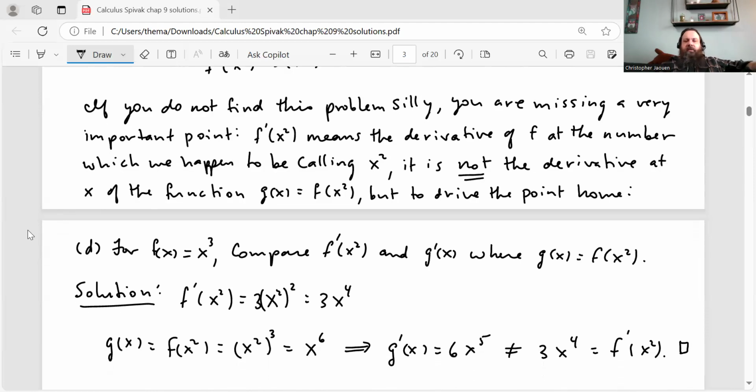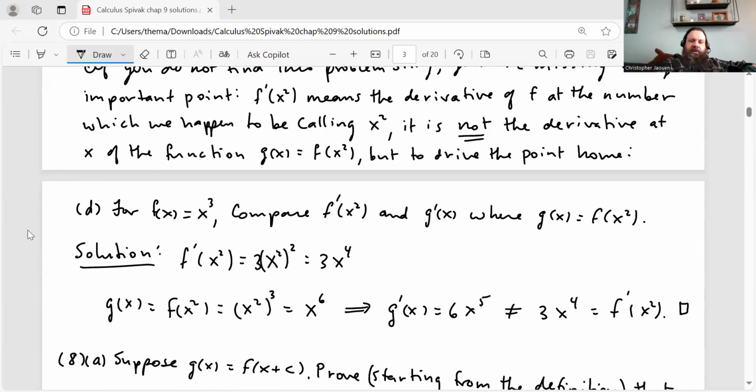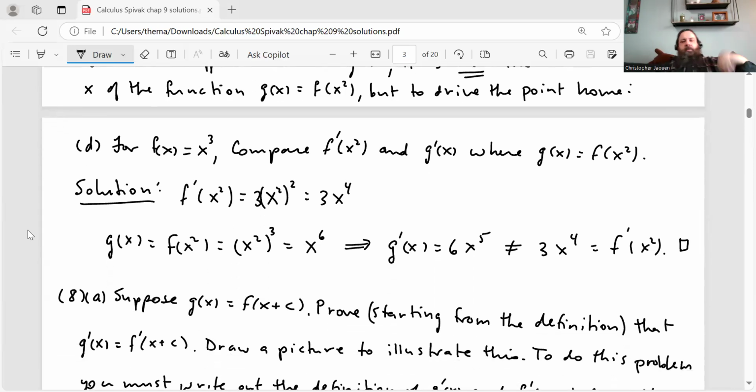So this is sort of like one of the questions on the vagary of the notation that we have for derivatives. But you can see the difference here, so you've got to be a little bit careful. F prime of x squared, we said already up above in part C, was 3x to the 4, whereas g of x equals f of x squared, which is x squared cubed, which is x to the 6. So if we take the derivative of g with respect to x, we get 6 times x to the 5. Clearly, those two functions are not the same.